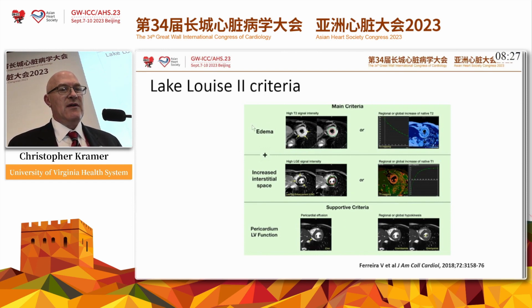So the criteria include evidence of myocardial edema, best shown by T2 mapping. If some scanners don't have T2 mapping, you can use the older T2 weighted imaging, but it's more precise to do T2 mapping, plus evidence of increased interstitial space, either shown by late gadolinium enhancement or elevated native T1. So our patient had both elevated T2 and elevated T1, myocardial edema, and increased interstitial space as evidence of myocardial inflammation. Supportive criteria include the presence of pericardial effusion and regional or global hypokinesis.